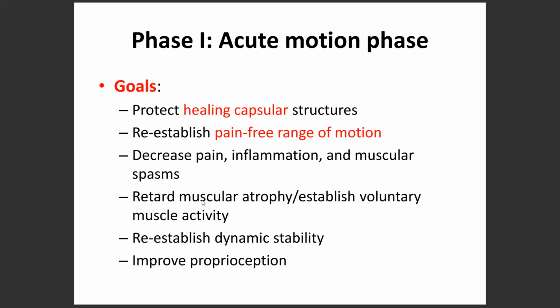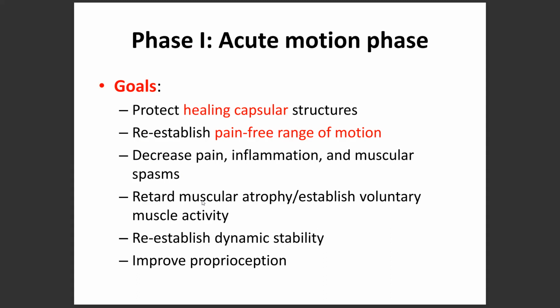The goal of phase 1, which is the acute motion phase, is just to protect the healing capsular structures. That's why the patient should avoid any exaggerated activities, any activities which involve stretching and use of these structures. So the goal is to protect the healing capsular structures. अदरवाइज क्या होगा कि जो हीलिंग में डैमेज दोबारा रीडैमेज होगी, तो रीहीलिंग जो है ये बहुत डिले के साथ होती है। Next goal should be to re-establish painless range of motion.